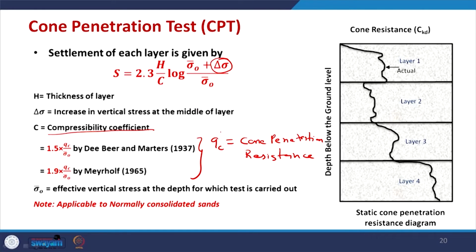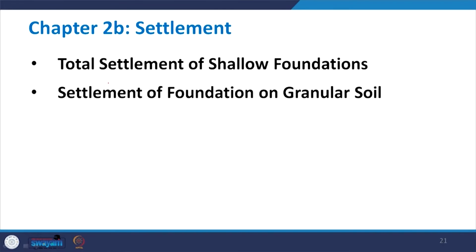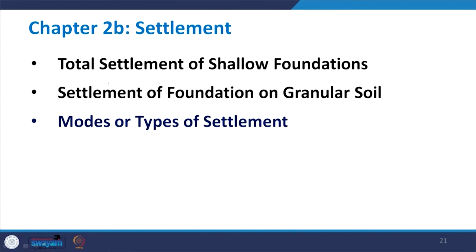Once we put all the values here, we calculate the value of settlement S for this layer. Once the settlement for one layer is known, we calculate it for layer 2, layer 3, layer 4 and add all the settlements to get the total settlement, using what we call the CPT method or cone penetration method. Then continue with that. So, we have settlement of foundation on granular soils.